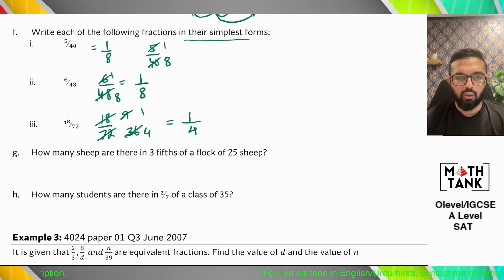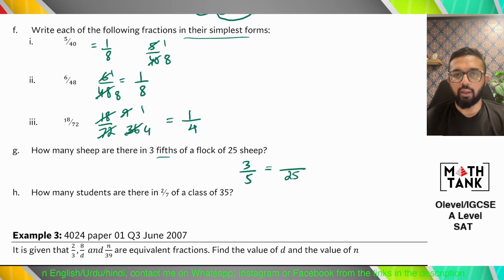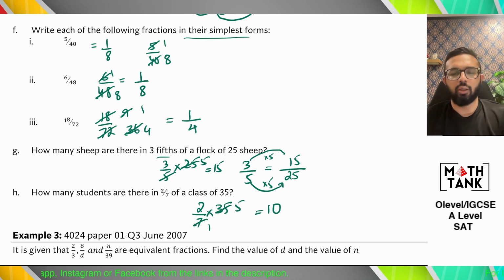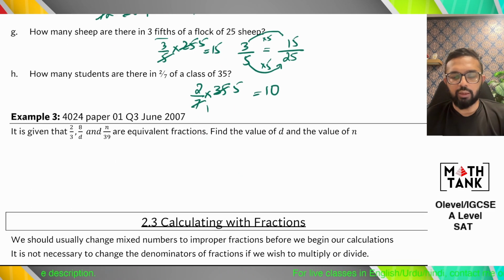Okay. How many sheep are there in 3/5 of a flock of 25 sheep? So if the denominator is 25, how many sheep are there? So if this is multiplied by 5, then this should also be multiplied by 5. You can also do 3/5 of 25. That should also give you the same answer, that's 15. How many students are there in 2/7 of a class of 35? So 2/7 of a class of 35. We'll talk more about word problems later on in a separate chapter. But for now, that's what this is.